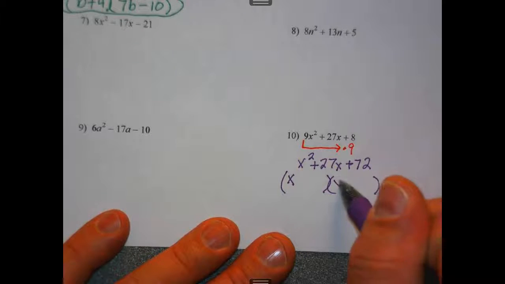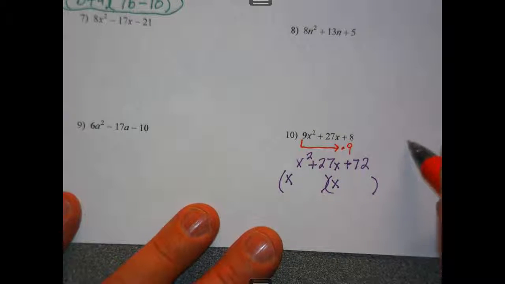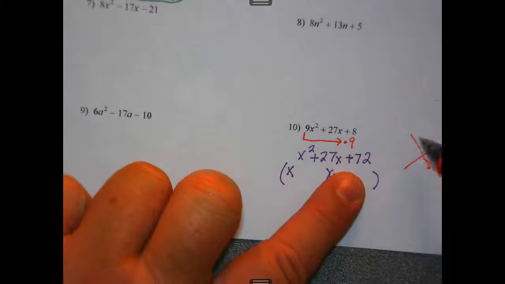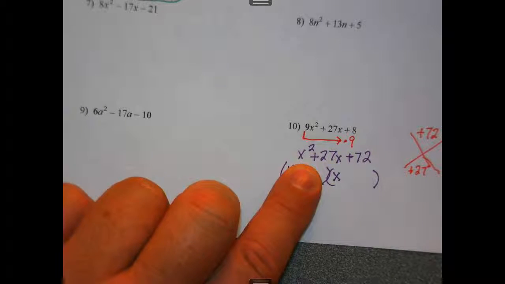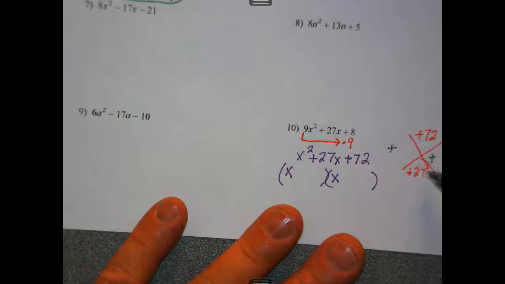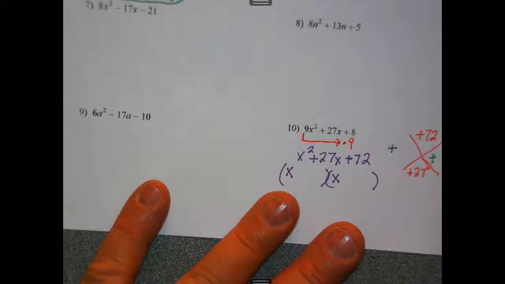So I got an x and an x, and if you want to do the diamond or X box here, that's fine. Because our A is now 1. So positive 72, positive 27. So these are going to be positive, positive. Two numbers that multiply to 72 and add up to 27. See, I've got 1 and 72. They don't add up to 27. 2 and 36 do not add up to 27.